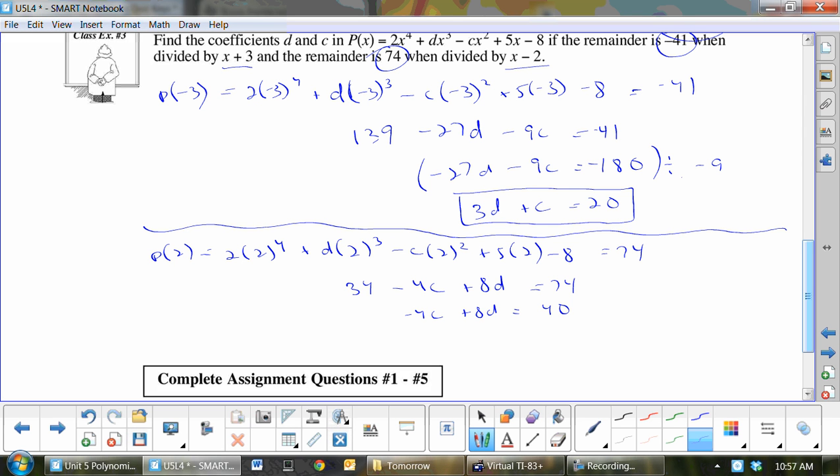Okay, now here's another scenario where I can actually simplify since it's everybody. And I can divide everybody by 4 or negative 4, whatever you want. If I divide by negative 4, I will get C minus 2D equals negative 10. Is that right? Yeah, I think that's right. Okay. So there's a little bit of work.